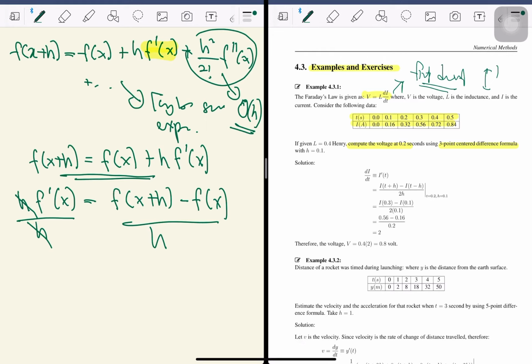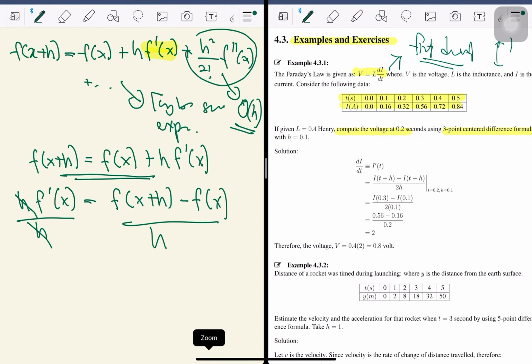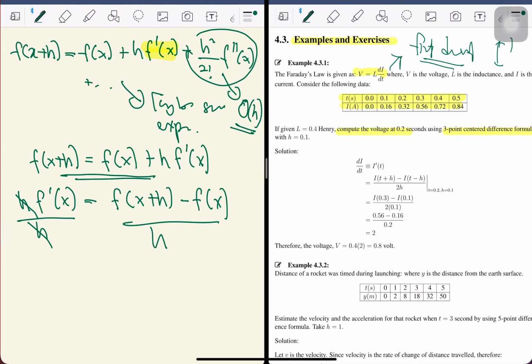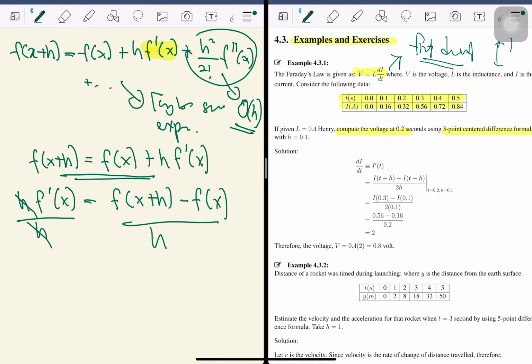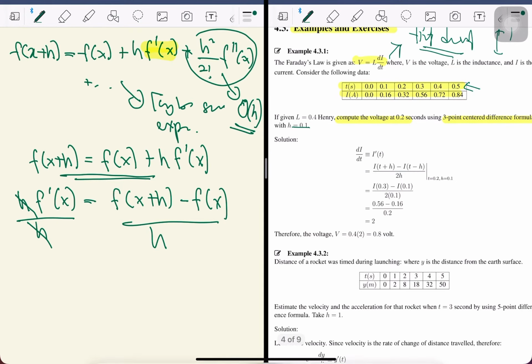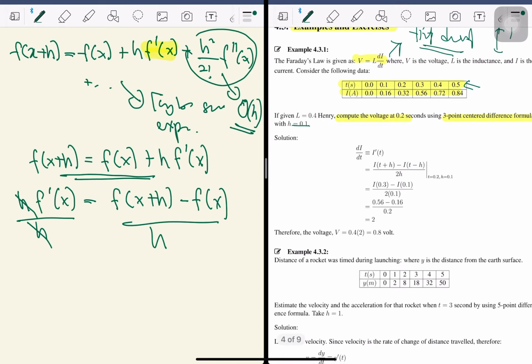Now instead of f, we have I, because the function given is in terms of I. So you can just change f to I here and make use of that formula, the formula for 3-point centered difference, to estimate. We know that h is the step length, or the difference between the first data and the following data. This one is given. If it's not given, you can actually get it from this data. Then you apply the formula and calculate it.